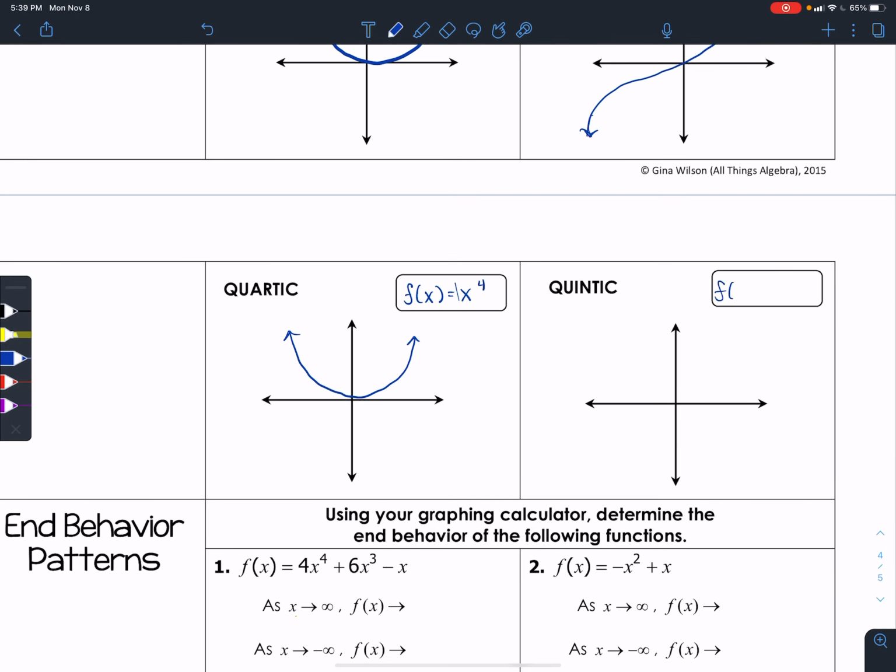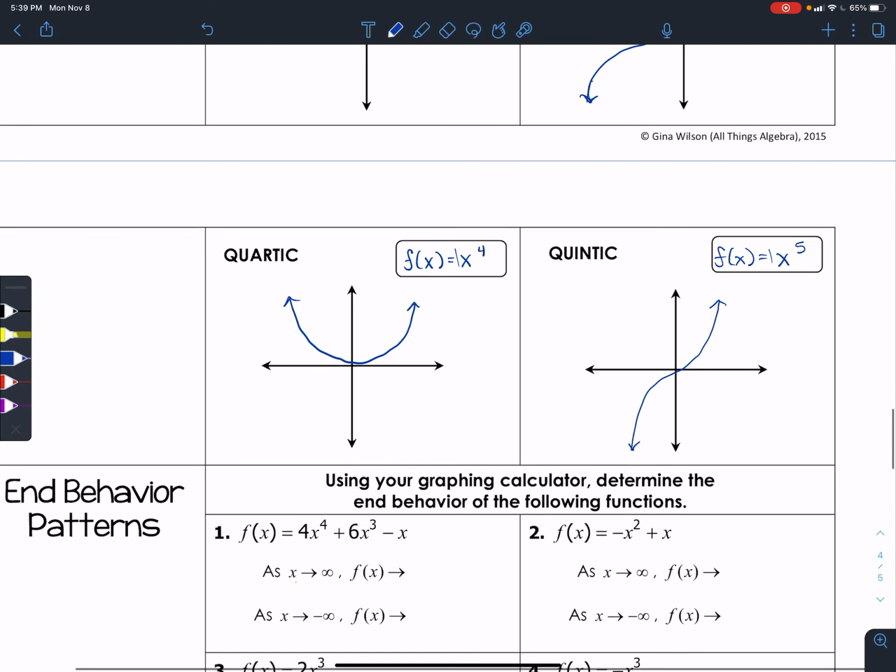And if it's quintic, x to the 5th power, it's an odd degree, which means the ends are going to point opposite directions. Okay, and the right side is going to be pointing up because so far the leading coefficient is a +1.